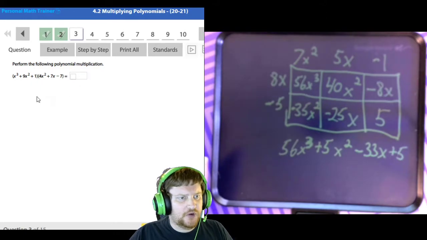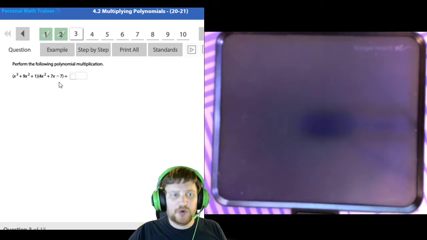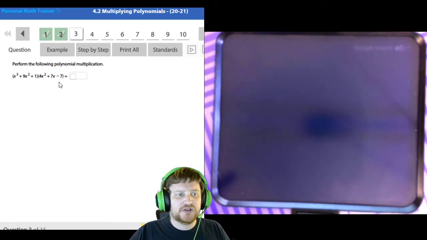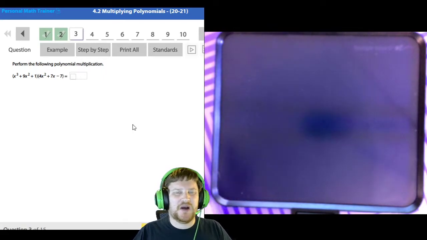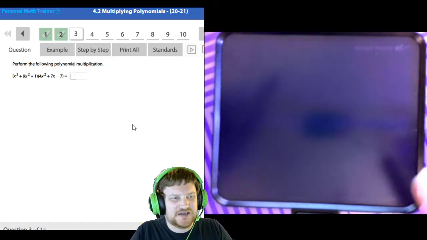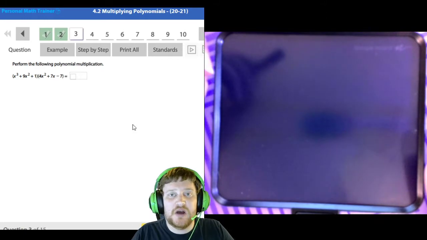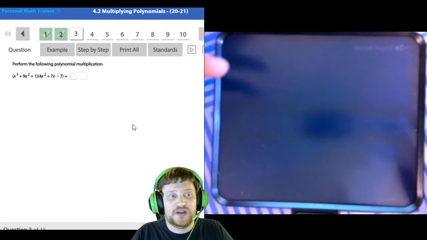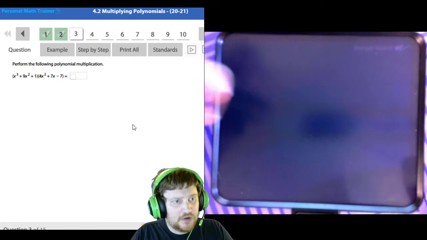Perform the following polynomial multiplication. This time it is a 3 by 3, so once again I'm going to use the box method. I think it works a little bit easier, except I'm lying because this is x cubed and this is x squared, so we have different powers here, and that makes the box method a little less easy. So I'm actually going to use the double rainbow method or the grouping method.